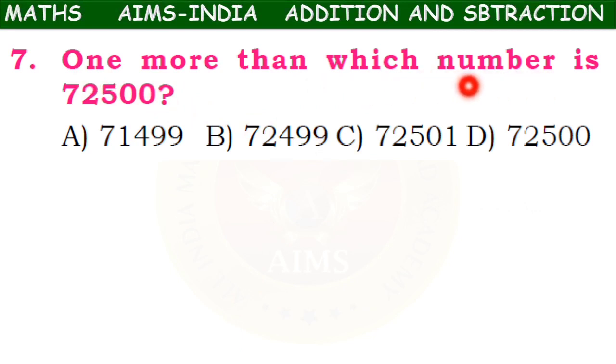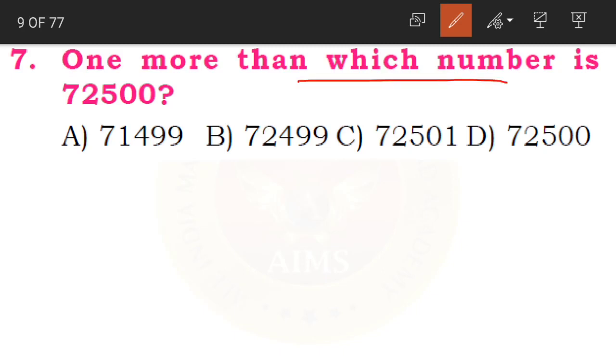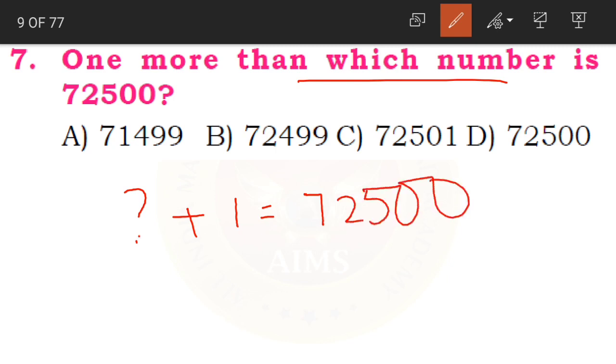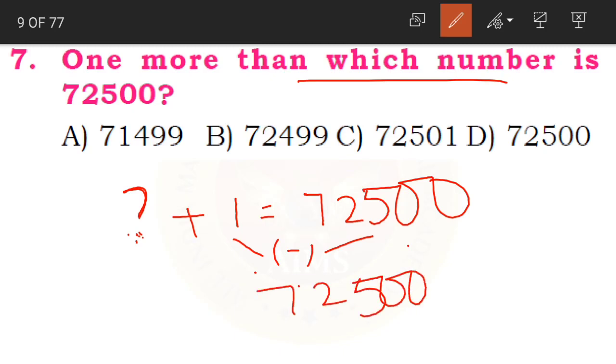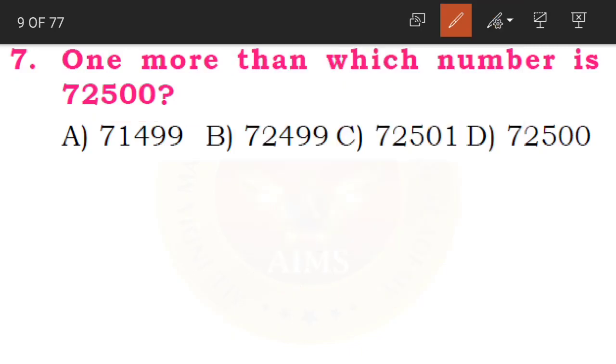One more than which number is 72,500? One more than which number? We are having a number. When we add 1 to it, we will get 72,500. See here, we need to find out the addend. What do we do? We will subtract, or simply you can find out what it will be. 72,500 minus 1. That means we need to find out the predecessor of 72,500. Now what will it be, children? 72,500 minus 1.